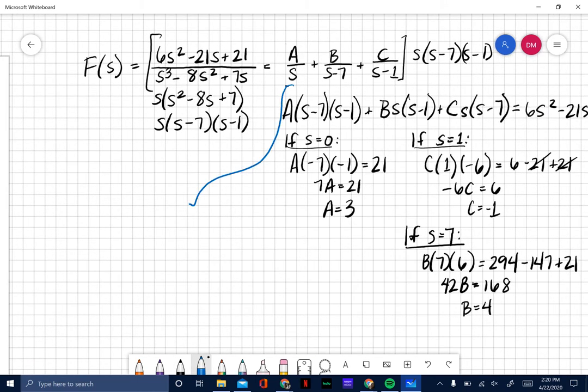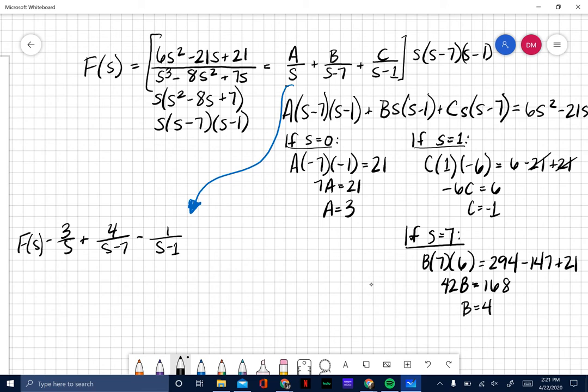I'm going to go ahead and just bring this down since we now know what A, B, and C are. And I'm going to go ahead and rewrite this. So we have A over s, which is 3 over s. Oh, goodness. Let's try an s instead of an 8. There we go. And then we are going to have B, which is 4 over s minus 7. And we are going to have C, which is negative 1 over s minus 1. Okay, and keeping in mind this is our capital F of s.